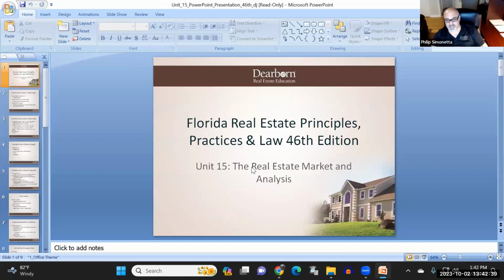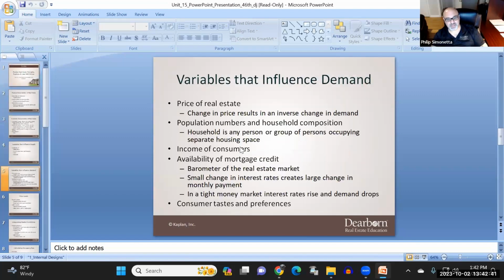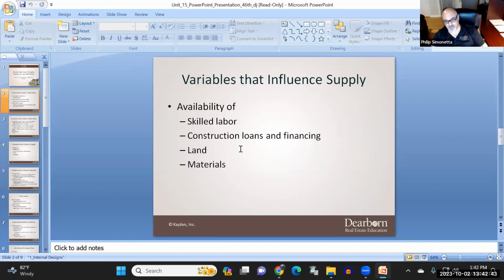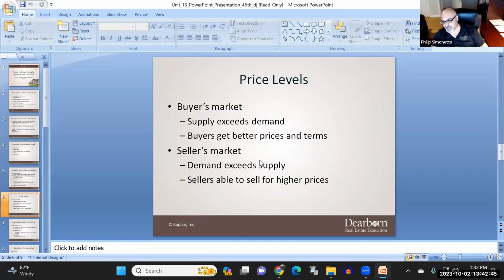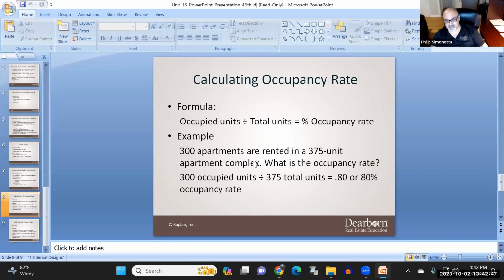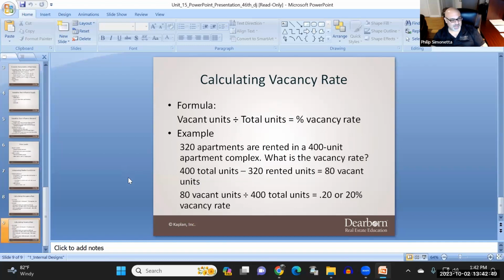Very simple, very quick. Something you want to think about with this is supply and demand. Questions on that might be: what affects the supply? What affects the demand? Something like that. All right, so let's go into the next one. We'll go right to it.